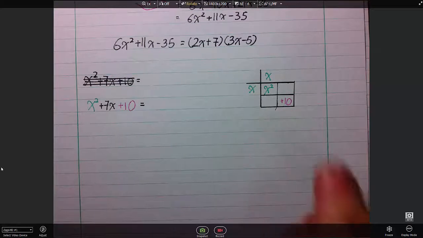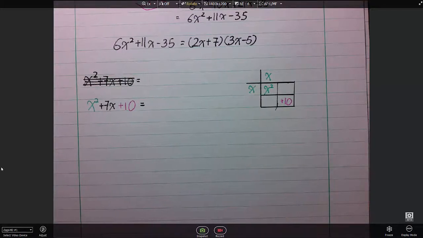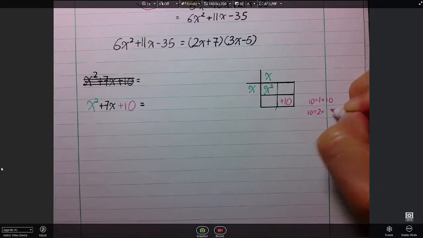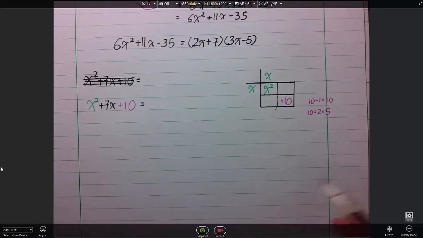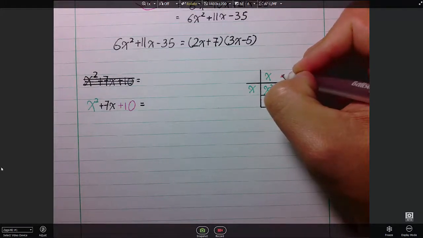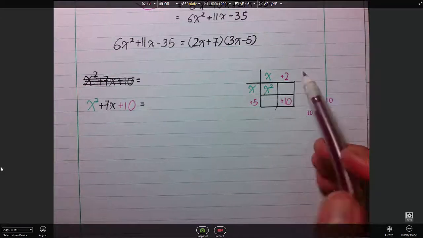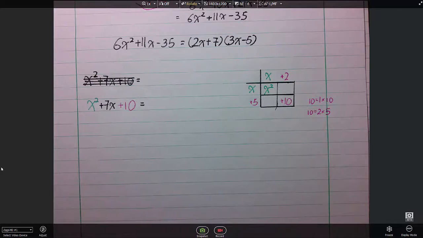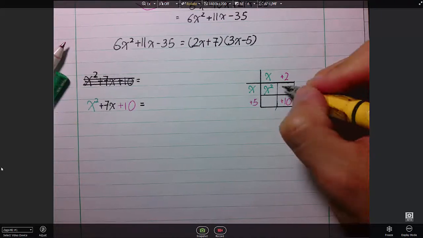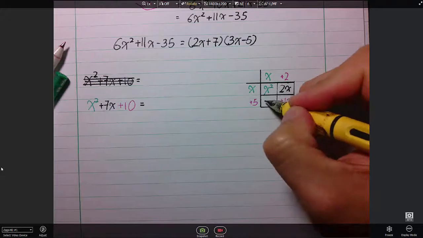Now, 10, how do we get 10? There are a few ways to get 10. 10 can be 1 times 10. 10 can also be 2 times 5. Next time I'll show you a wrong example, but in this case, I will choose the correct one of 2 times 5. See, 2 times 5 gives me 10. Now we have to check whether this is correct or not. How do we check? First, I check by saying 2 times x is 2x and 5 times x is 5x.